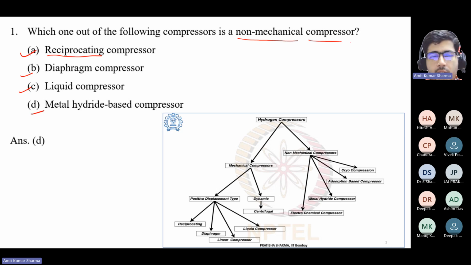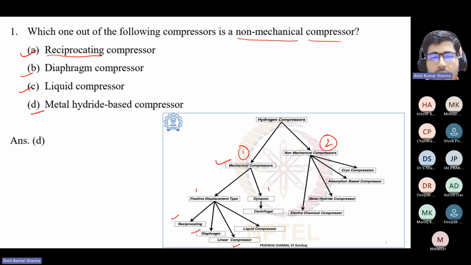So here you can see the classification of hydrogen compressors. Basically, we have two major categories. One is mechanical, the second one is non-mechanical compressor. In mechanical compressors, you have positive displacement type and dynamic. In positive displacement type, you have reciprocating, diaphragm, linear, and liquid compressor. So these four come under the positive displacement type category under the mechanical compressor. On the other side, we also have dynamic and centrifugal category in mechanical compressors.